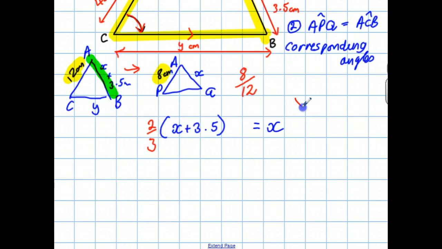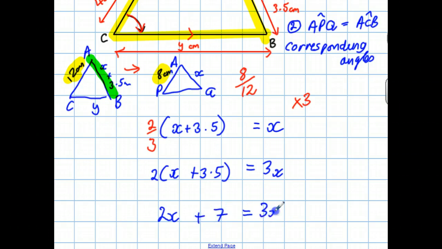If I multiply the whole equation by 3, I get 2 open brackets X plus 3.5 close brackets equals 3X. Expand the brackets: 2X plus 7 equals 3X. And from that, if I rearrange it, I'm sure most of you can spot it, you end up with 7 equals 3X take away X, in other words 1X. So X is 7.